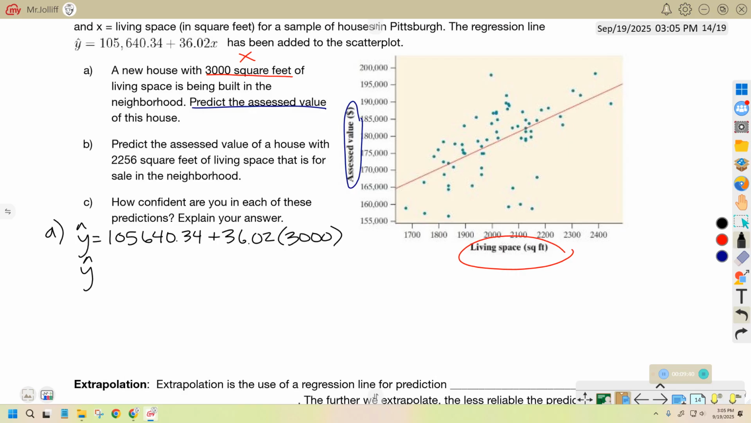I think I did this on my calculator earlier today. I did, and I got 2,001,300.734. Very good. This is in dollars, because this is an assessed value. The y-axis is labeled in money. So for a 3,000 square foot house, the assessed value of the house is a little over $200,000. Clearly, this is not in California.